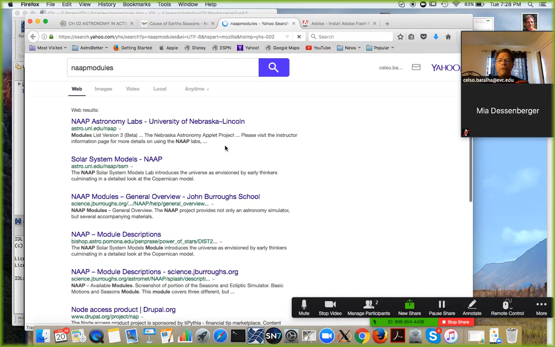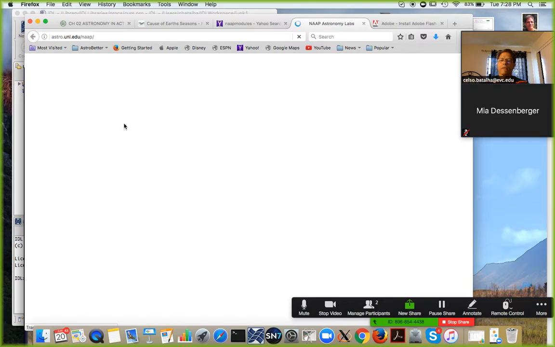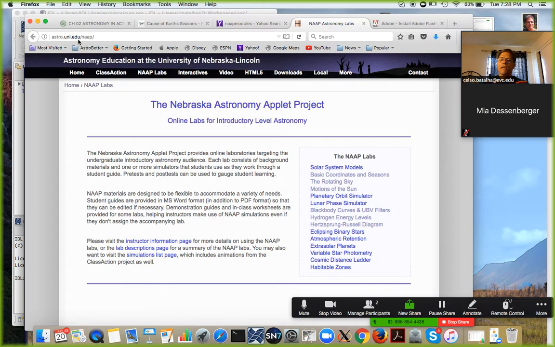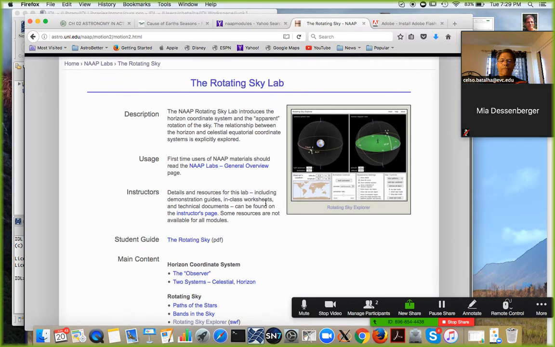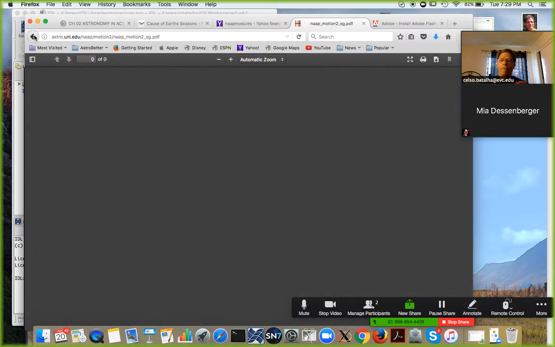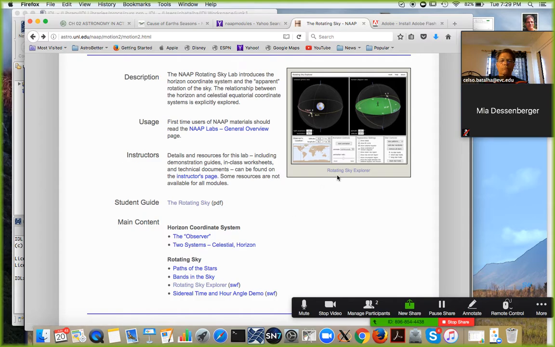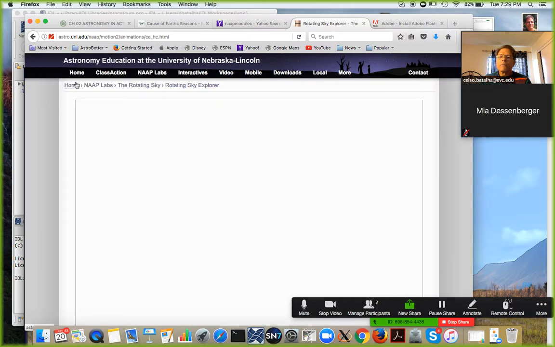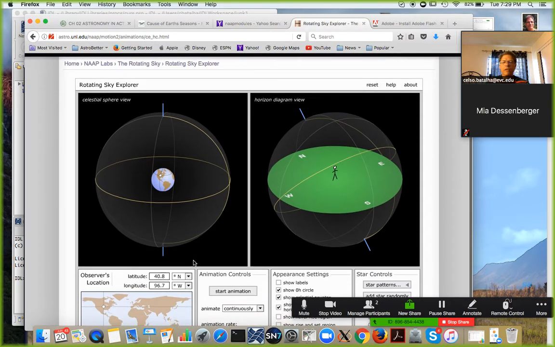What I would like to show now is an animation to further explore these three major motions. So you go to NAAP astronomy, just do a Google search on it, and then you go to rotating sky. Oh my goodness, I have to update my computer. It's not being able to run here. Probably I will try to do, oh, there you go, it's working.